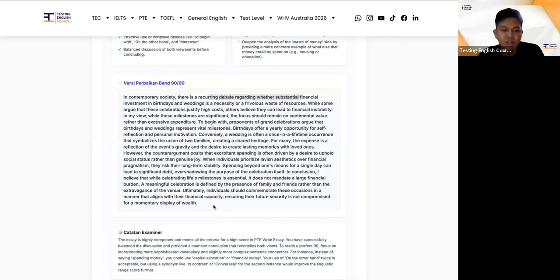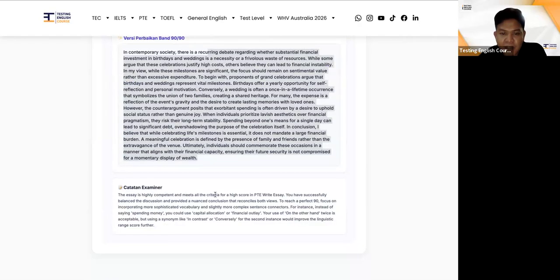Oh, bahkan dikasih juga versi catatan examiner. This essay is highly competent and meets all the criteria for high score in PTE essay. You have successfully balanced the discussion and provide a nuanced conclusion that reconciles both views. To reach a perfect 90, focus on incorporating more sophisticated vocabulary. Oh yeah, Miss. And slightly more complex sentences, connectors.